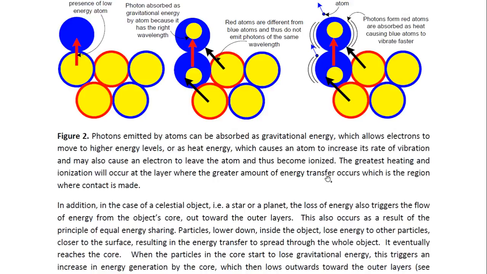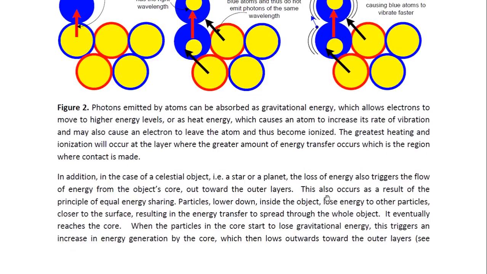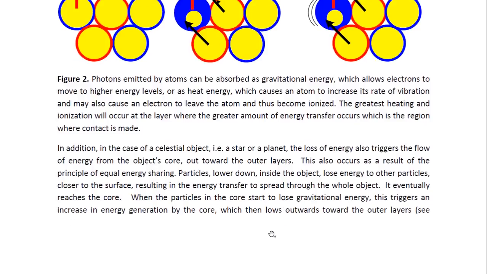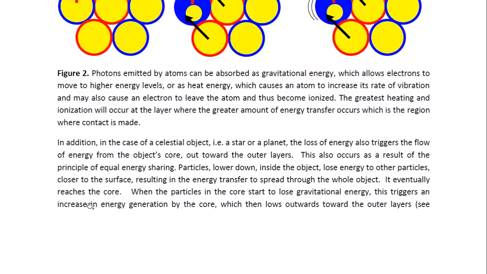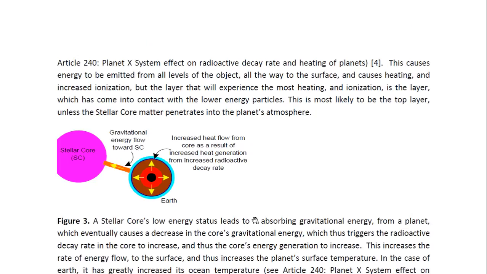But as we percolate down towards the core, the transfer is not as much. As you can see now, it's from about half to full. So it won't lead to as much energy being absorbed at the second level. So it eventually reaches the core, and when the particles in the core start to lose gravitational energy, this triggers an increase in energy generation by the core, which then flows outwards toward the outer layers.